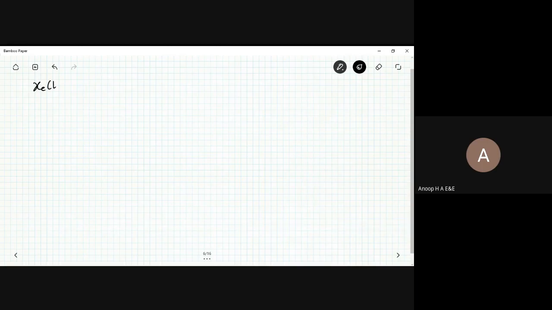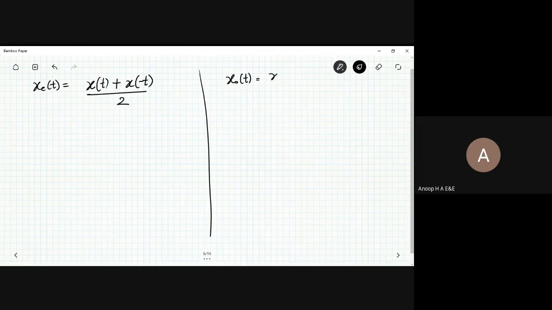x even of t, how can you find it? That is x of t plus x of minus t, divided by 2. That is the even component. Next, what are you going to find out? The x odd of t. That is the odd component: x of t minus x of minus t, again divided by 2. This is how you can find the even component and the odd component of the given signal.